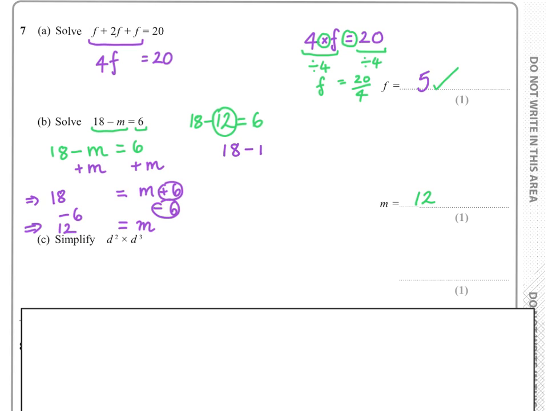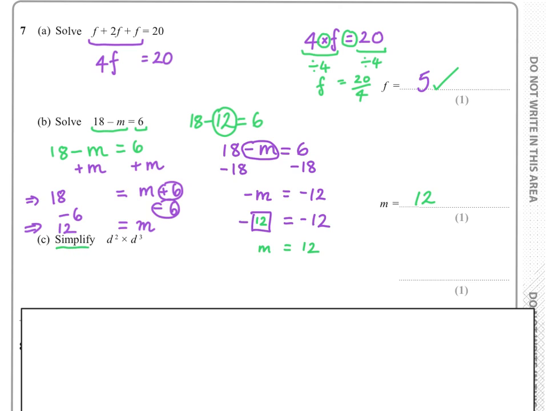You could have done this in a different way. You could have taken 18 from both sides, and you would have been left with minus m, or negative m, is 6 take away 18, which is negative 12, and then say to yourself, negative something is negative 12. Well, the only way that could balance is if m was equal to 12. There are other ways of doing these, but for this question for now, I'll just leave it there and we can move on to part C.